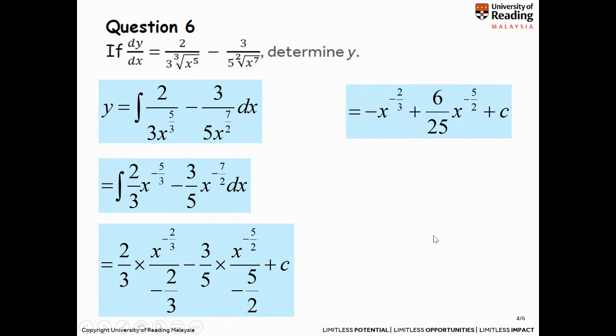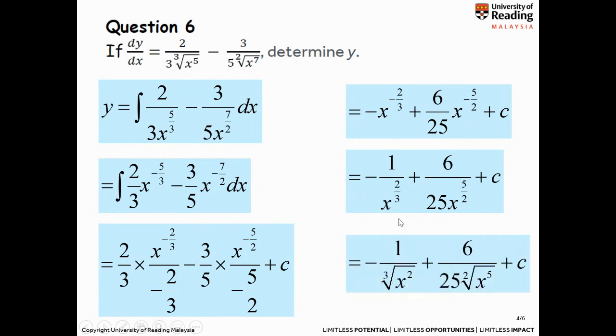You may change the negative power to bring it down as the denominator. So you shall get minus 1 over x to the power 2 over 3 plus 6 over 25 x to the power 5 over 2. If you wish, you may change the fractional power to a root. So in this case, power 2 over 3 is the same as the cube root of x squared. And for the second term, x to the power 5 over 2 is the same as the square root of x to the power 5. Here, the 2 you do not have to write.